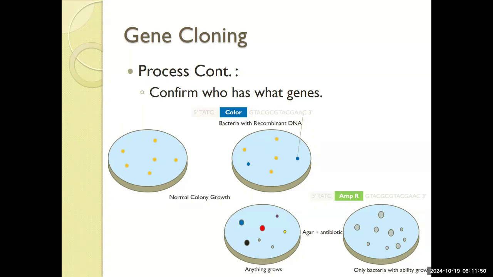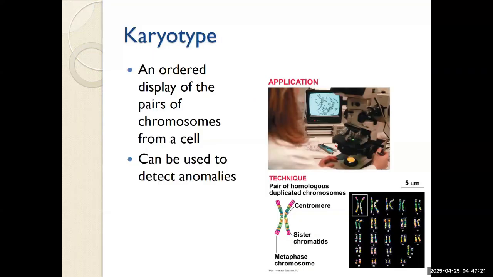Or if we looked at an antibiotic resistance gene, we would then grow a selective media culture, and so anything that grew had the resistance gene, and if they had the resistance gene, they also picked up our insulin gene as well.